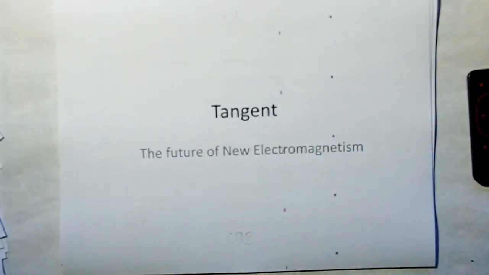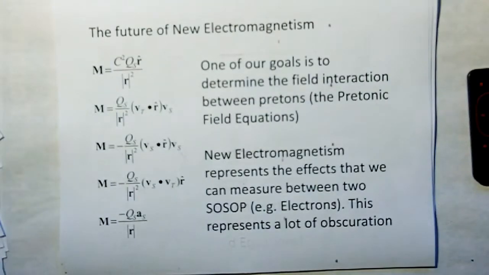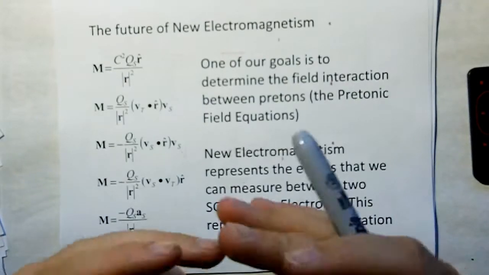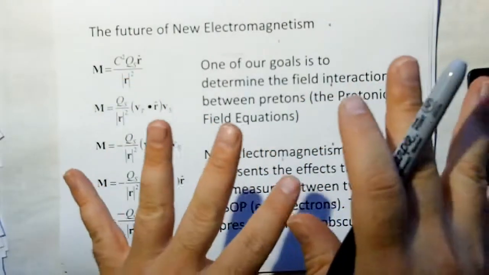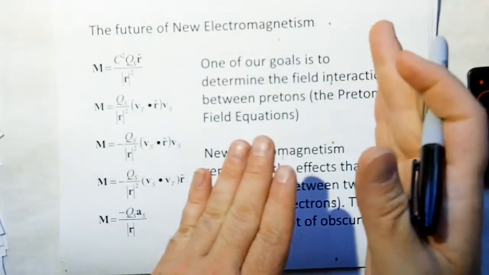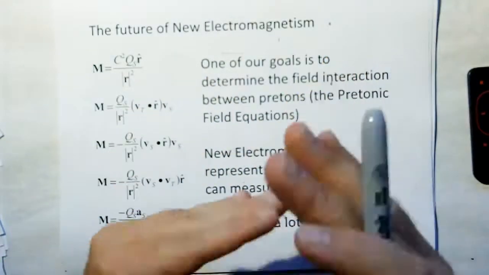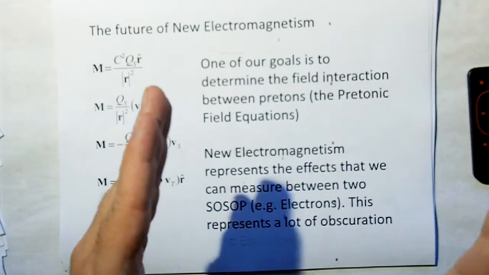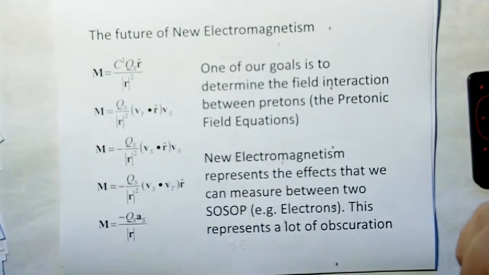Let's go on a tangent of new electromagnetism. One of the goals is to determine the field interaction between pretons, what we call the pretonic field equations. We're actually going to begin that definition earlier than normal, it's going to be in the next video coming up, because in producing that video I had an epiphany, and it made sense to move the beginning of the pretonic field definitions early, because I had a little bit of a breakthrough.